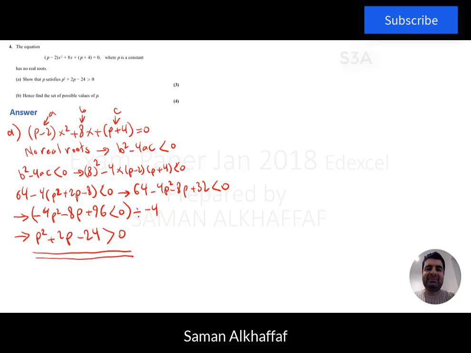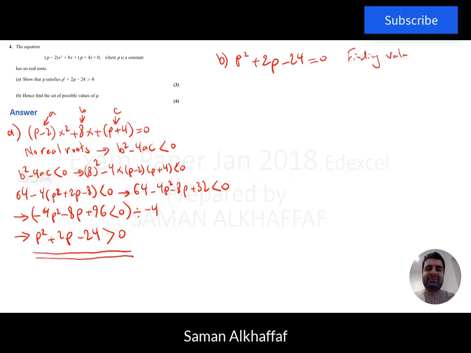Now for part B, we need to find the set of possible values of p. We start by looking at the expression we found in part A, which is p squared + 2p - 24, and then we equate it to 0 to find the critical values.